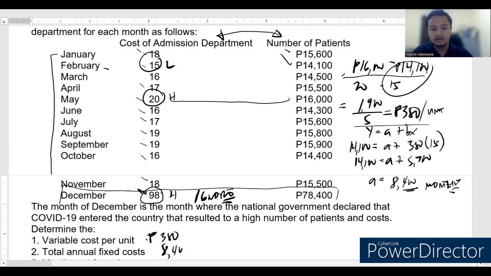Kailangan times natin siya sa 12. So 84 times 12, yan na yung annual. So 100,800. This is your answer for number 2.